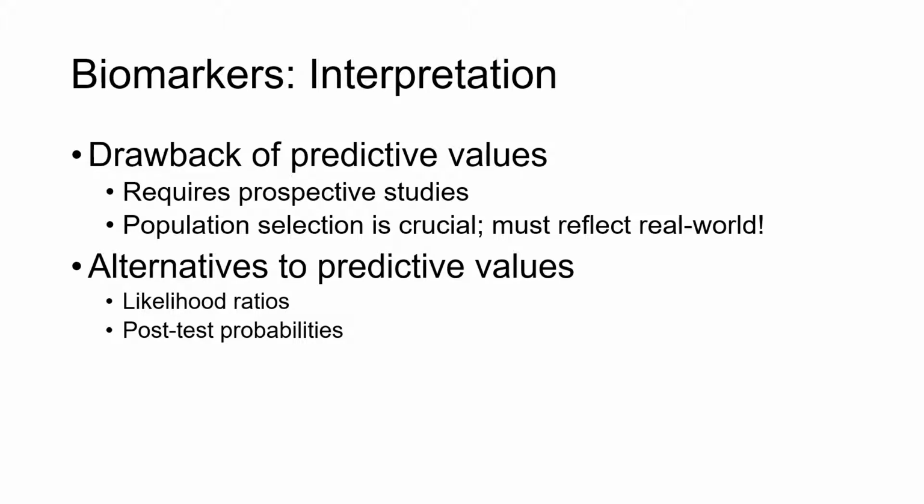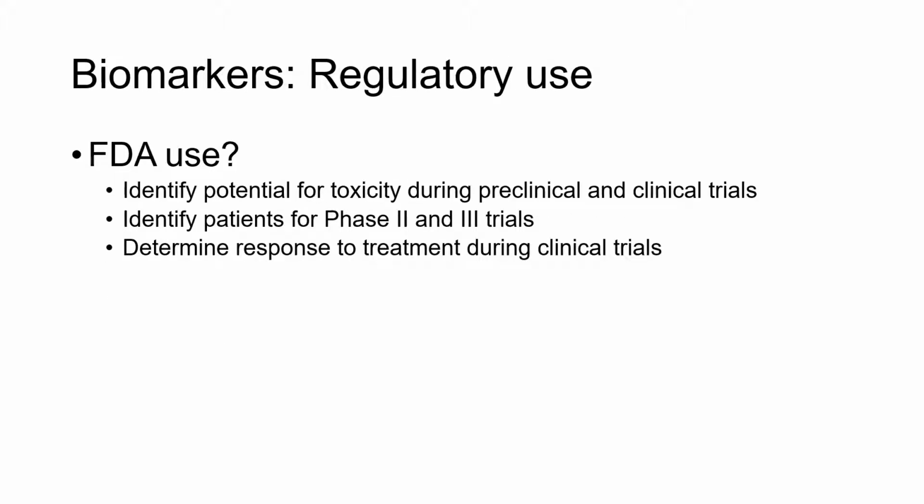Now, predictive values are not without challenges. Determining PVs requires prospective studies in which a real-world population can be followed in order to determine true prevalence and real-world use of your biomarker of interest. Fortunately, reasonable alternatives to predictive values are available. I will not discuss those in detail here, but I've listed the 2 most common alternatives, which are likelihood ratios and post-test probabilities.